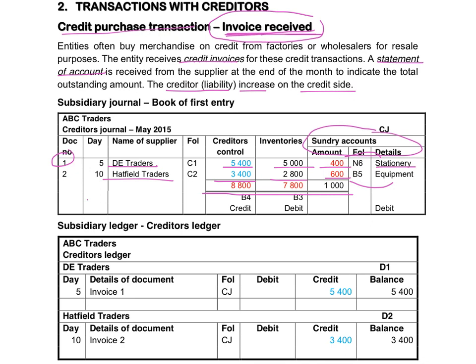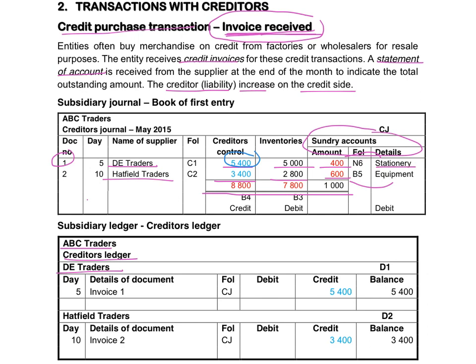Now, we have two different ledgers that we have to use here. So the general ledger is where we do the double entries. Then we also have a creditor's ledger that we will open for every individual person or business that we deal with. So we will have an account in the creditor's ledger for DE Traders. What happened in this entry on the 5th? We bought for 5,400.